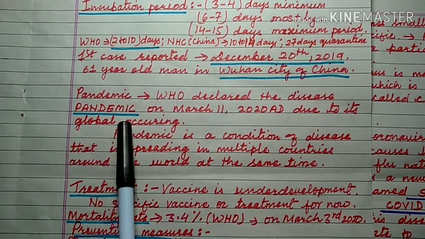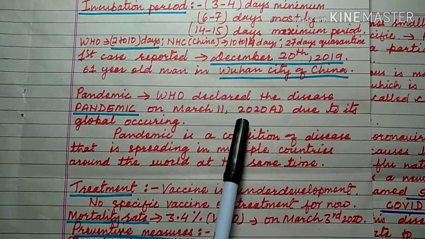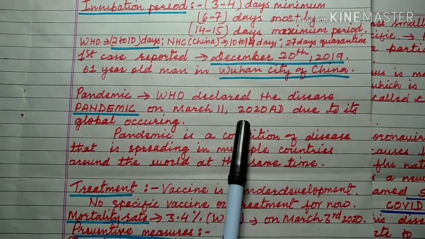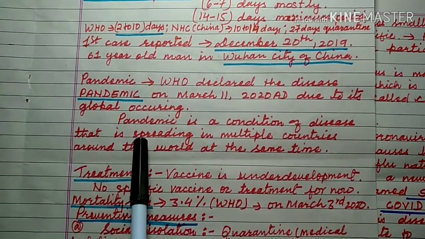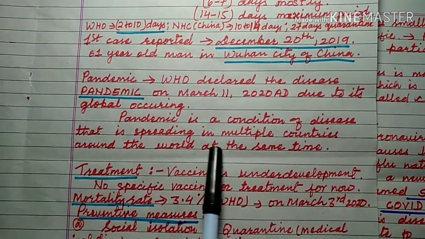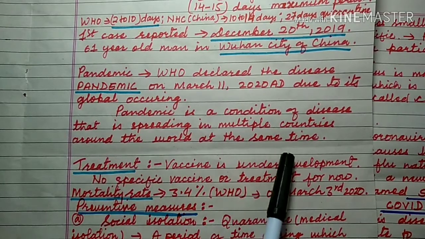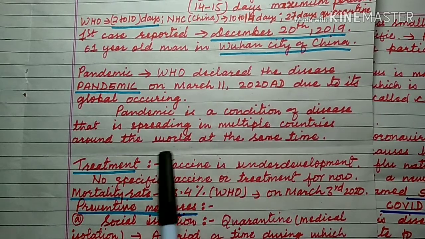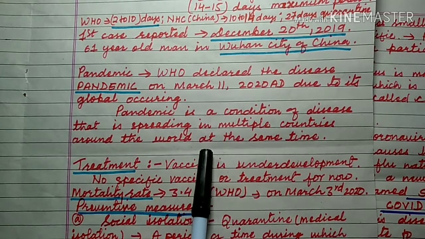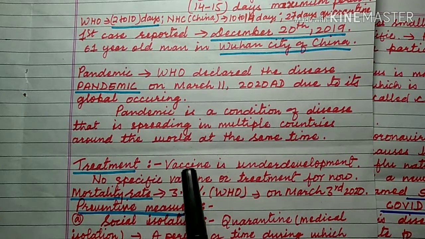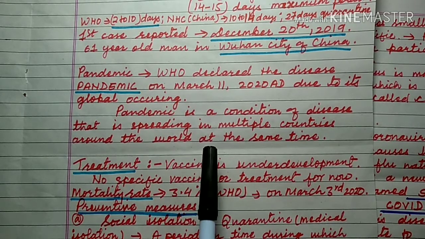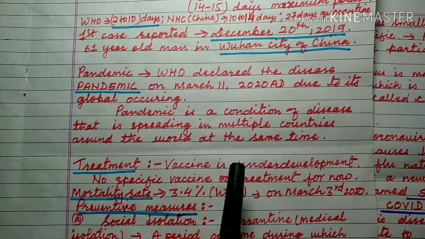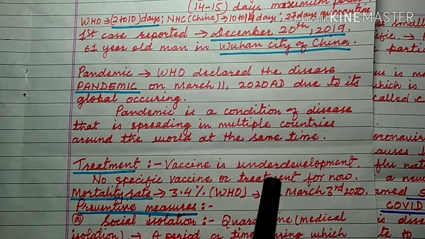WHO declared the disease a pandemic on March 11, 2020 due to its global occurrence. A pandemic is a condition in which a disease spreads in multiple countries around the world at the same time, affecting thousands and thousands of people. Whereas an epidemic is the condition in which a small community is affected. Okay, a small group of people get affected in a particular place.